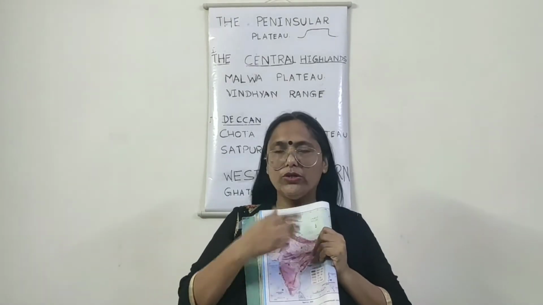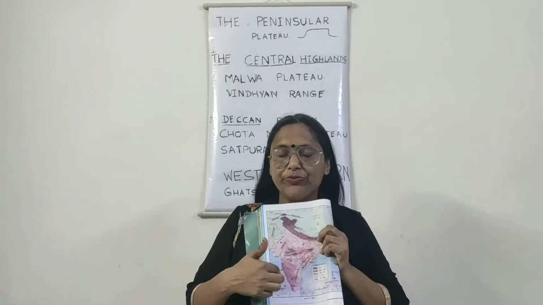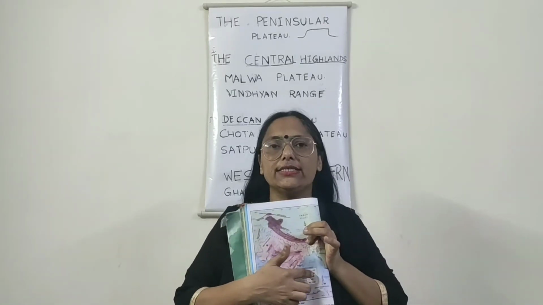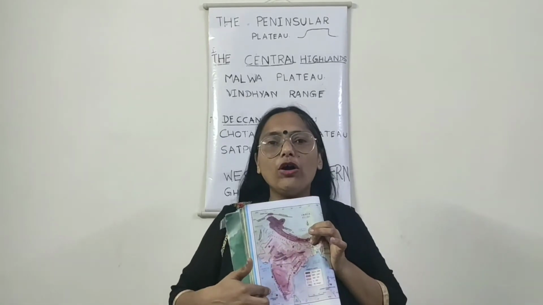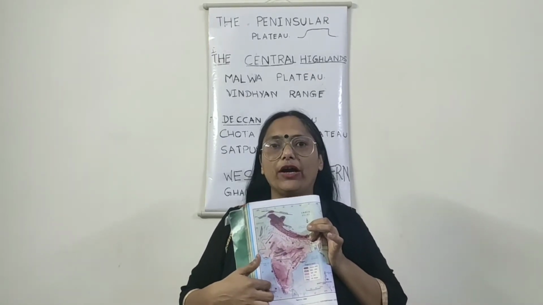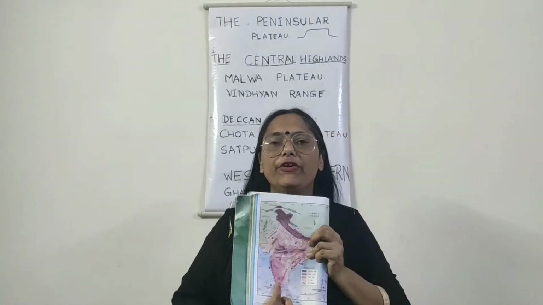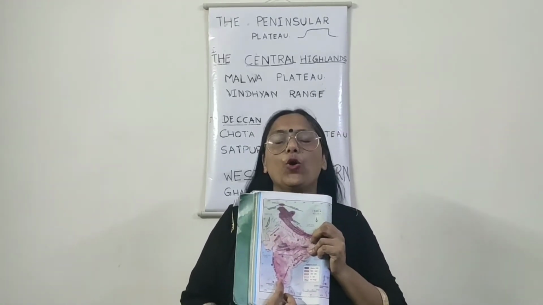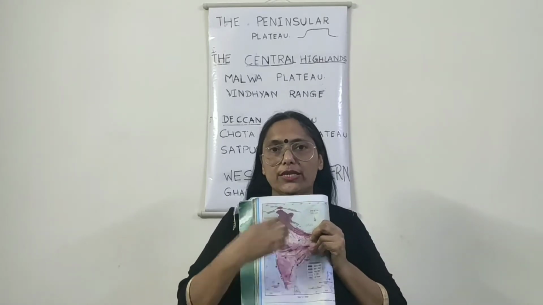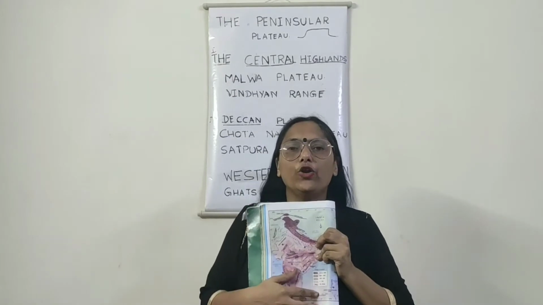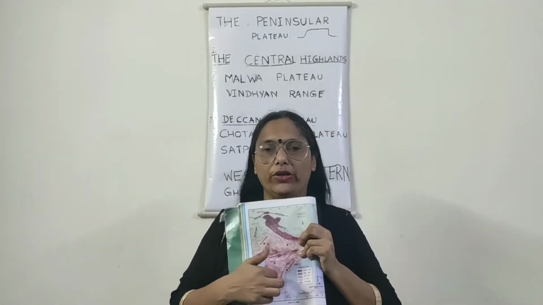When we talk about the various water boundaries, we find here the Arabian Sea, the Lakshadweep, and the Bay of Bengal. Along the Arabian Sea, we find the prevalence of the Western Ghats. These Western Ghats are continuous. Continuous means there is no separation between any of the mountain ranges.